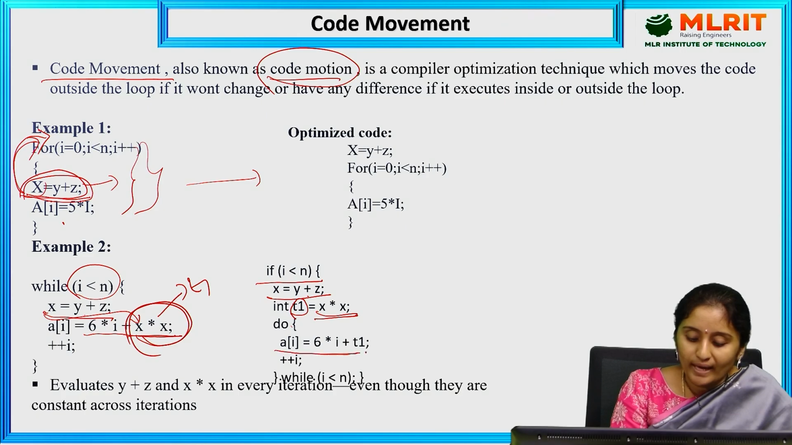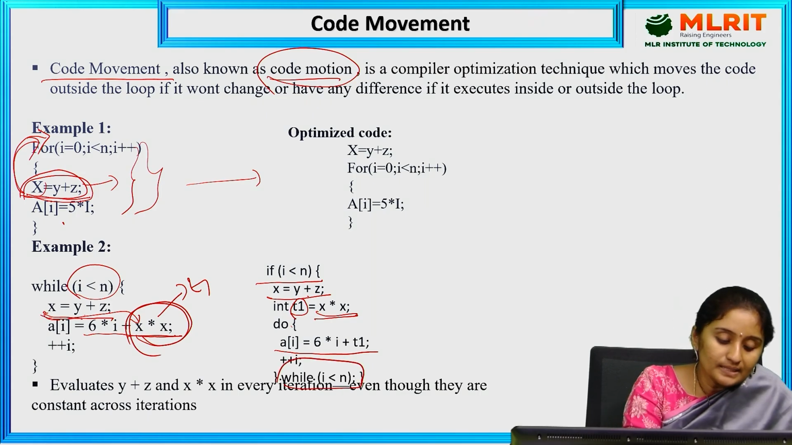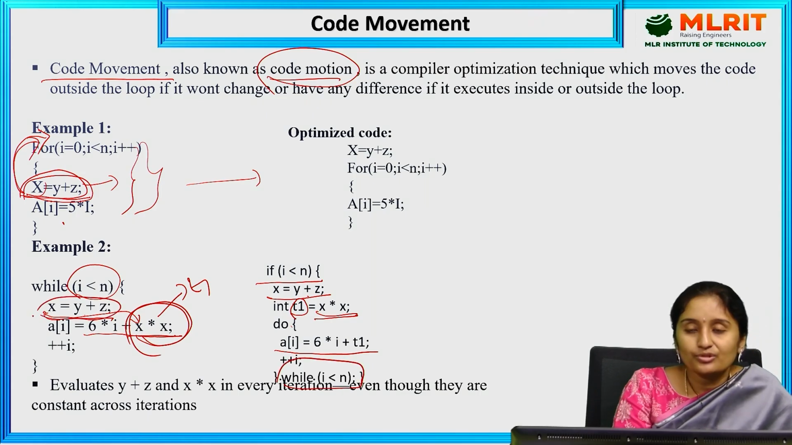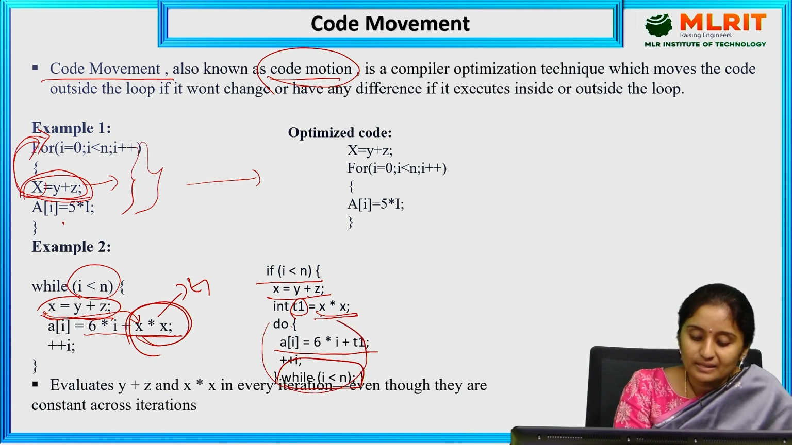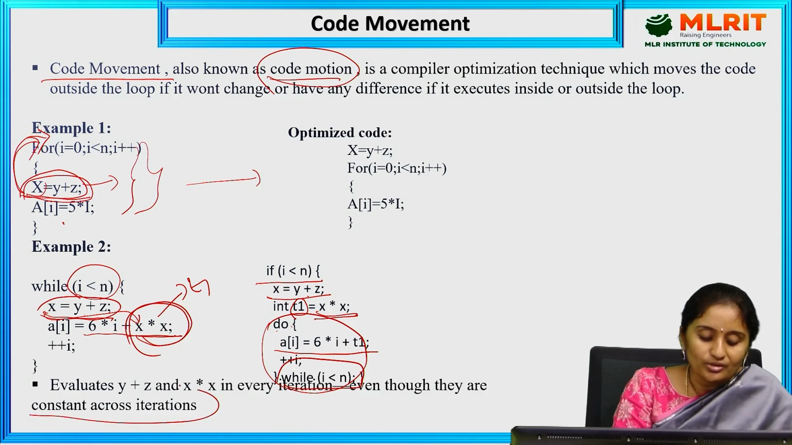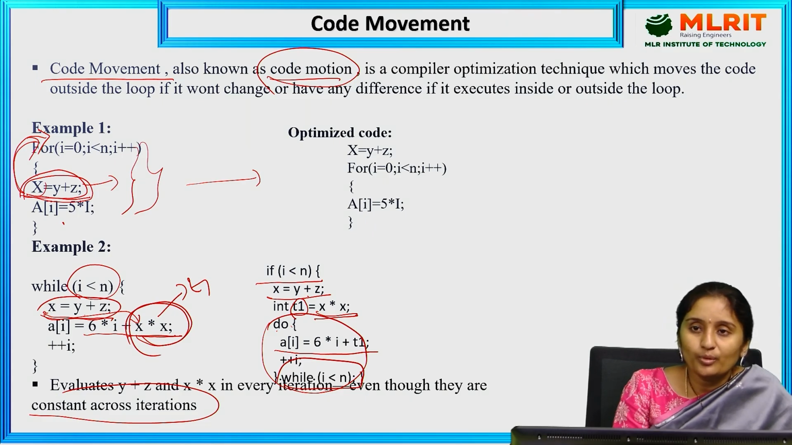So a of I equal to 6 into I plus t1, and while of I less than n. See here, this statement is not going to be executed every time. It just checks the condition and goes here. Once this condition is false, then the loop is finished. See here, it evaluates y plus z and x in every iteration, even though they are constant across iterations. So this is nothing but code movement, or we can also call it code motion.